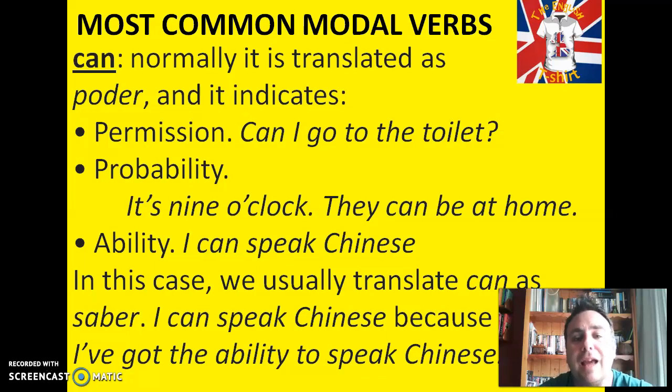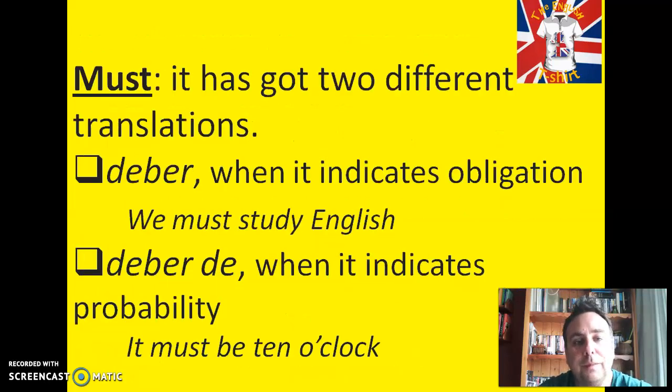Ability. I can speak Chinese. In this case, we usually translate can as saber. Yo sé hablar chino, o yo puedo hablar chino. I can speak Chinese because I've got the ability to speak Chinese. Yo puedo hablar chino porque tengo la habilidad de hablarlo.